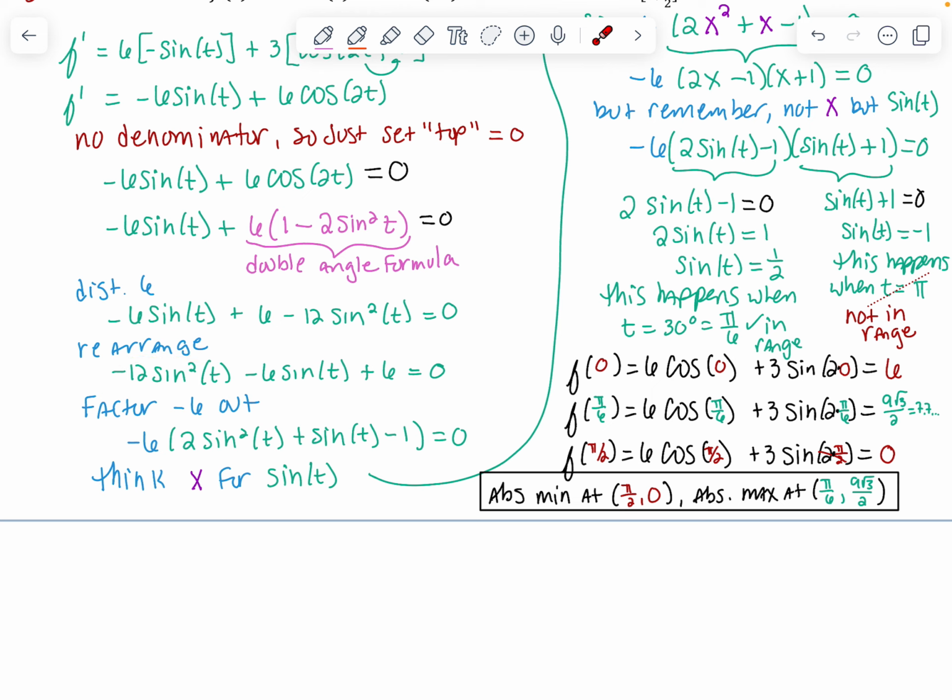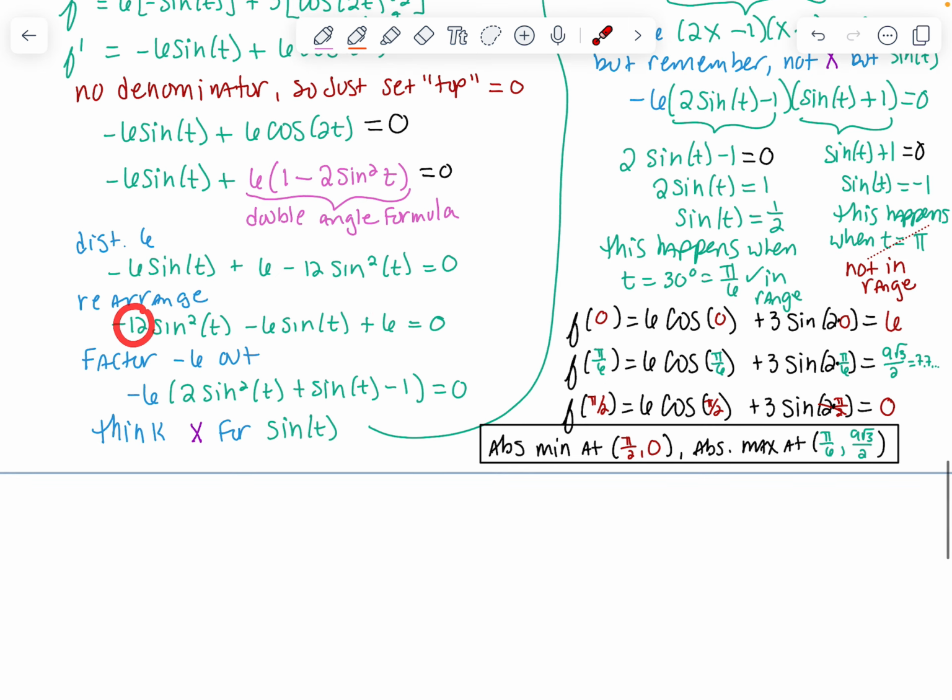Now I'm going to rearrange these. I'm going to put the negative 12 sine squared t first. Then I'm going to put the negative 6 sine t in the middle. And I'm going to move the positive 6 last, with the equation set equal to 0.